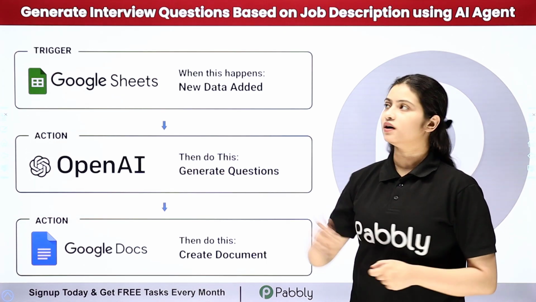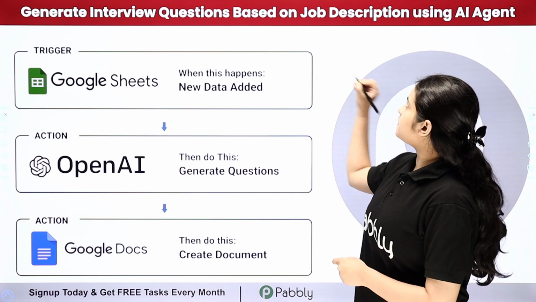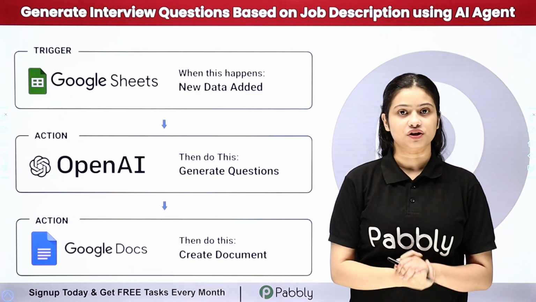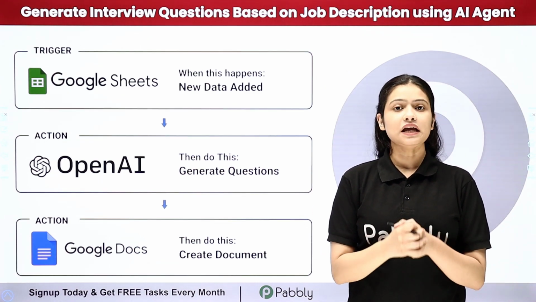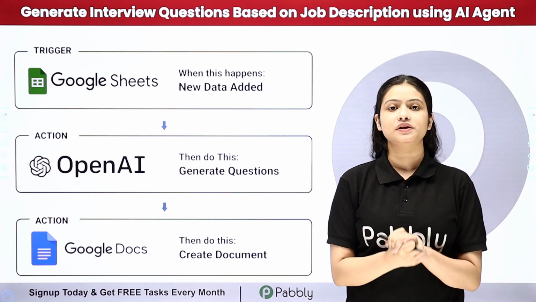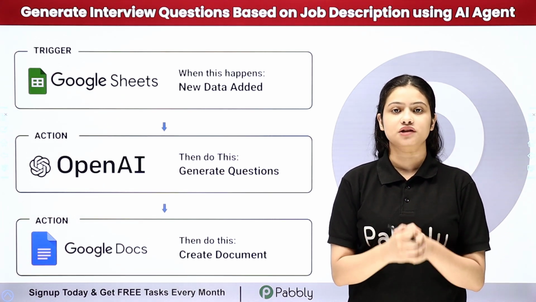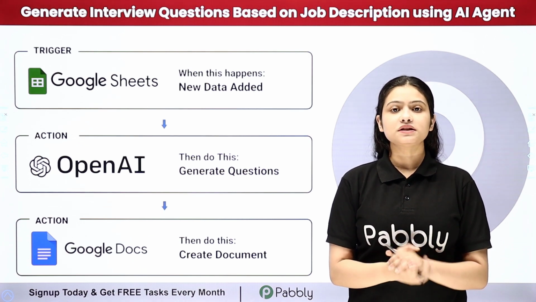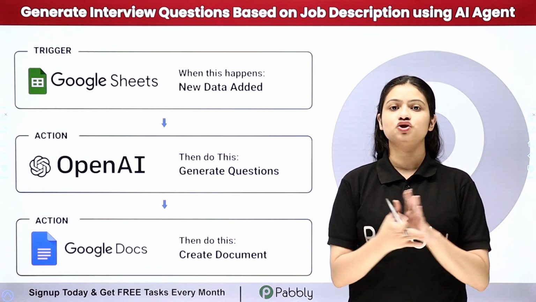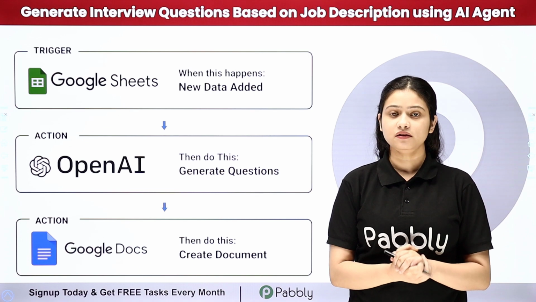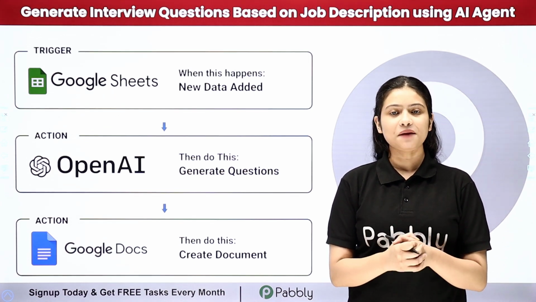In this video, we are going to learn how to generate interview questions based on job descriptions using an AI agent. So here, as an HR professional in my organization, I am receiving multiple job vacancies along with the titles, descriptions and other details. On the basis of these details, I need to create personalized job interview questions for the candidates to be hired, but doing it manually every time is a time-consuming task.